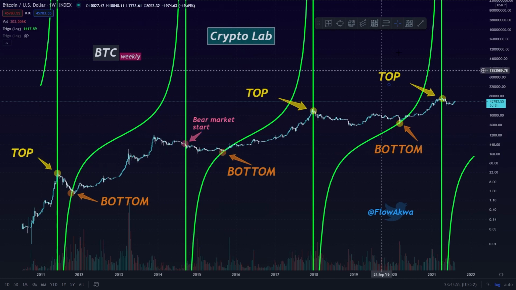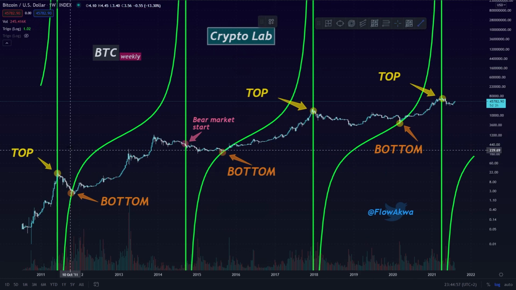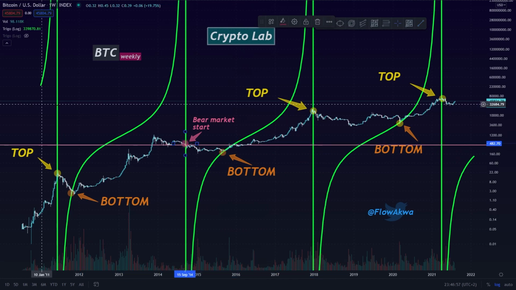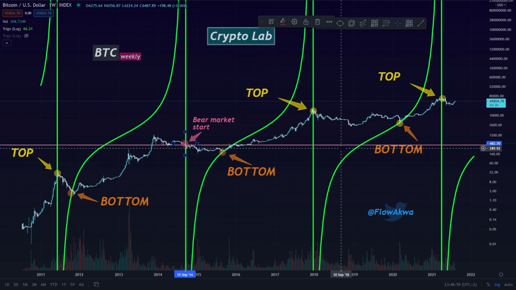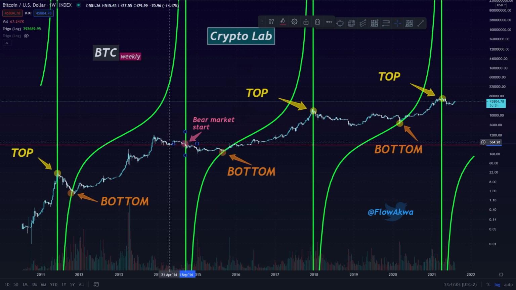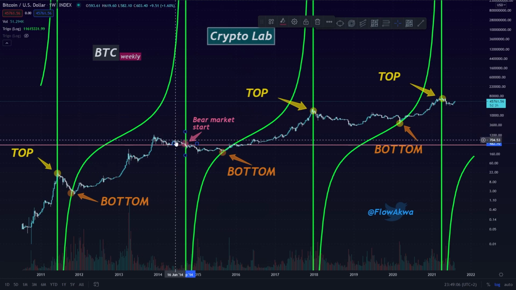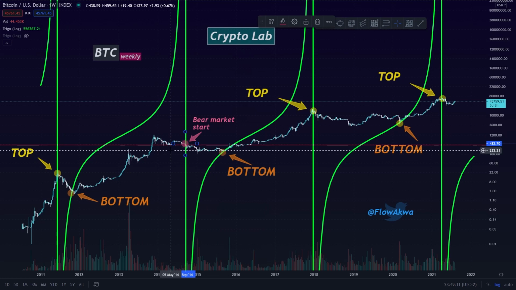To understand it better, we need to draw a line. Okay. This line is very important for Bitcoin because we used it as a support for multiple months. And when did we break it? Exactly when we crossed the tangent wave indicator. Isn't it amazing, guys? We can say that after crossing the tangent wave indicator, we went into an official bear market.